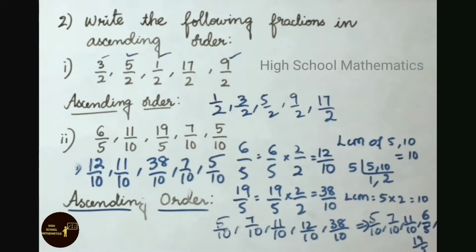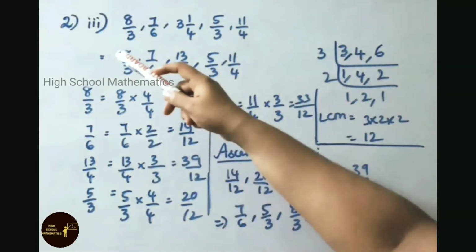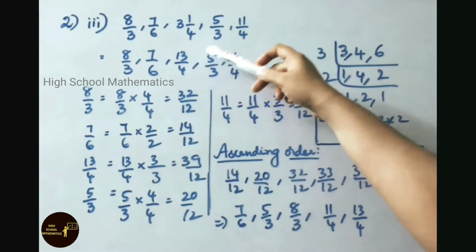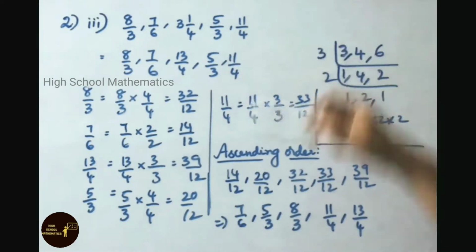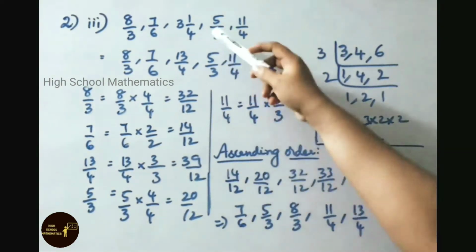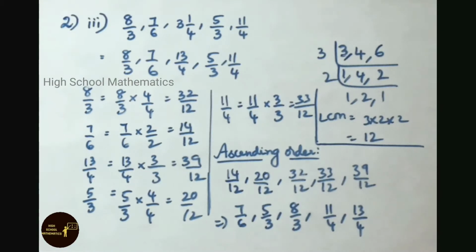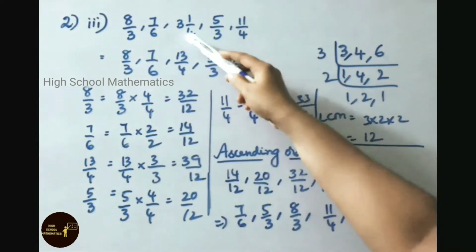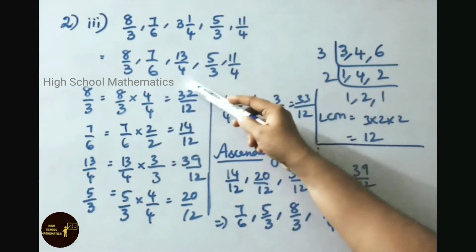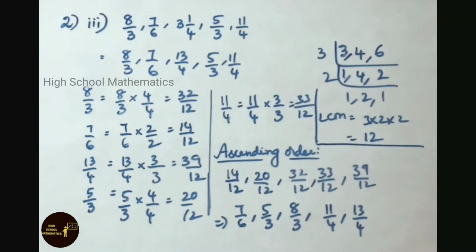See now second question, third sum: 8 by 3, 7 by 6, 3 1 by 4, 5 by 3, 11 by 4. Here there is a mixed fraction. Let us convert it to improper. So write down, 4 3s are 12, 12 plus 1, 13 by 4. So we have written all the given fractions. If we observe the denominators, all are different. So these are unlike fractions.